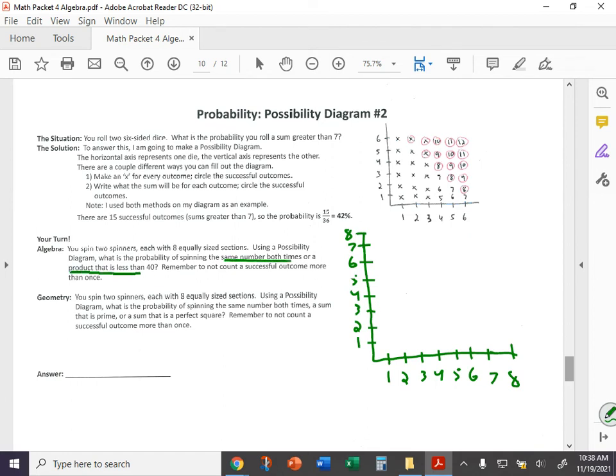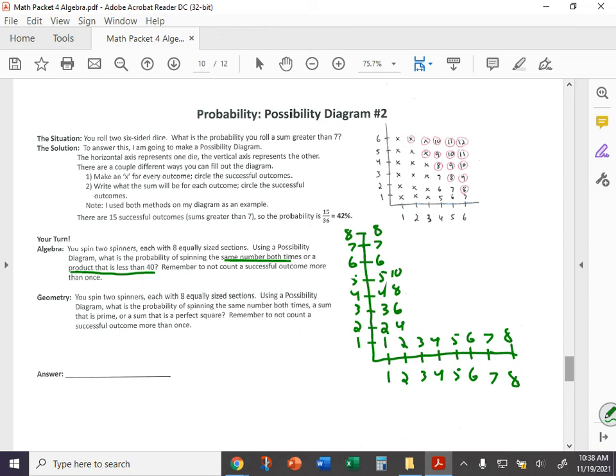Or a product that is less than 40. So what you want to do is you want to go through this and write in all of the products. If you spin 2 ones, that's a product of 1. 1 times 2 is 2. 1 times 3 is 3. 4, 5, 6, 7, 8 is going to be the same thing across the bottom here. Okay? Then if you roll both 2s, 2 times 2 is 4, 2 times 3 is 6, 8, 10, etc. Fill in all those products.